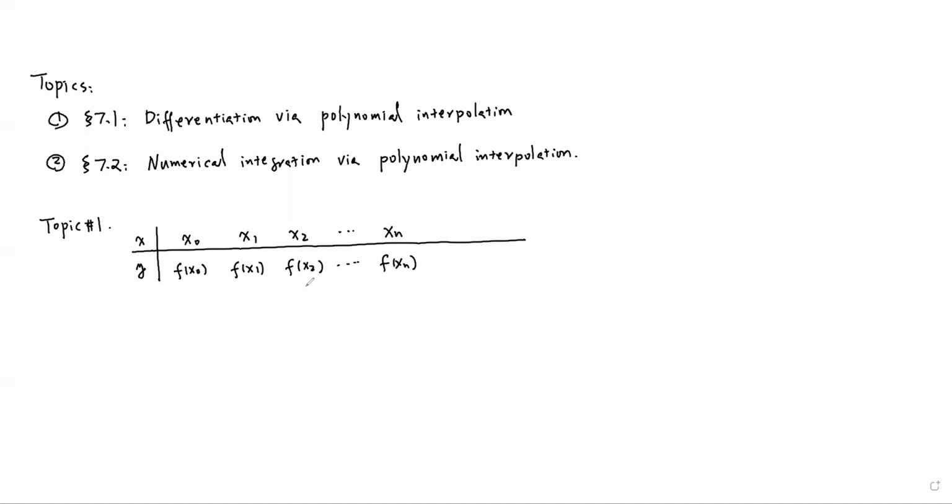Then the polynomial that interpolates this table, in Lagrange form, is P equal to f(x0) times the cardinal function L0, plus f(x1) times the cardinal function L1, and so on.